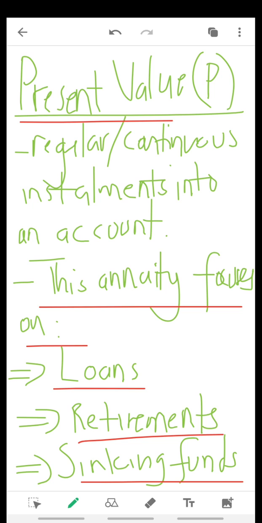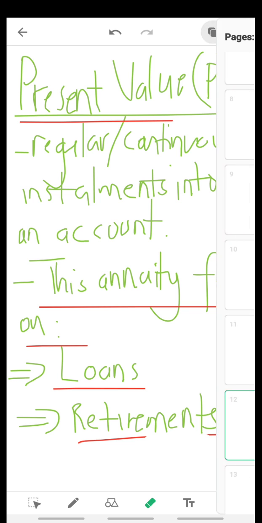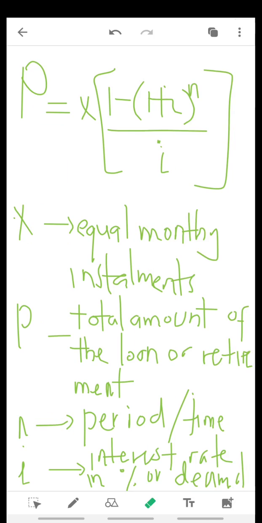This is very, very, very important. So, with the sinking fund, of calculating the present value annuity, it is this one here. This is the formula. So the formula for present value annuity is P equals x, all multiplied by 1 minus (1 plus i) to the power of negative n, all over i.